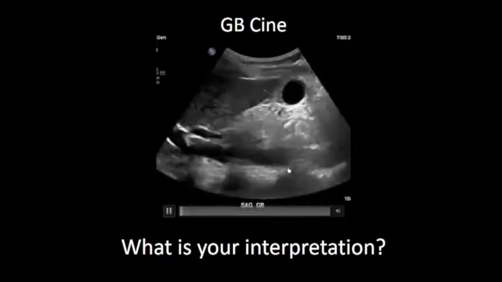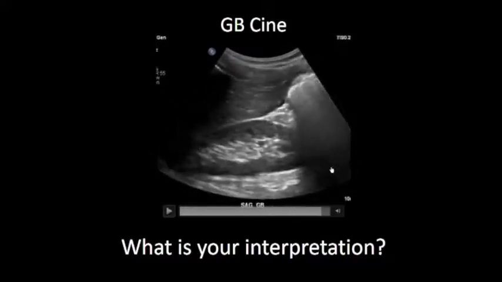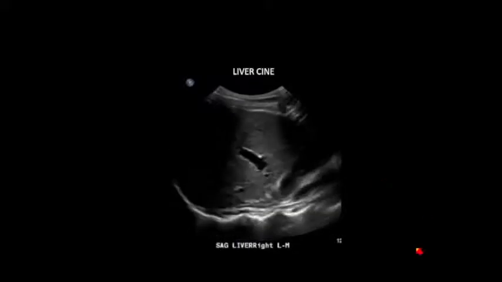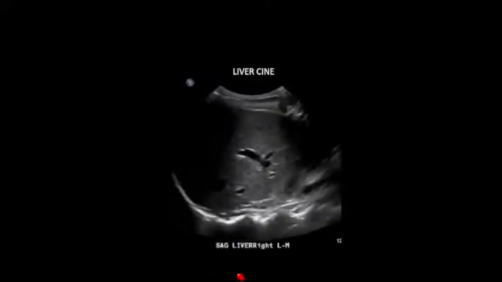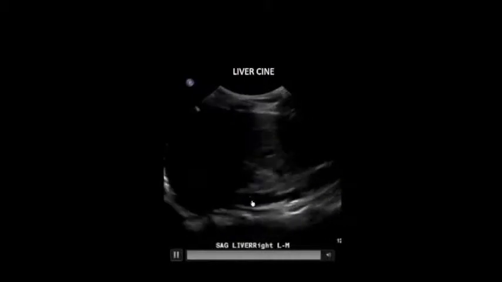So part of the protocol is the liver and the bile ducts, and there were other cine clips in there. So I keep going through the other cine clips, and I come across this one labeled sagittal liver. Now, if you look really carefully, right over there, you see it? There's the stone. One stone in the neck.